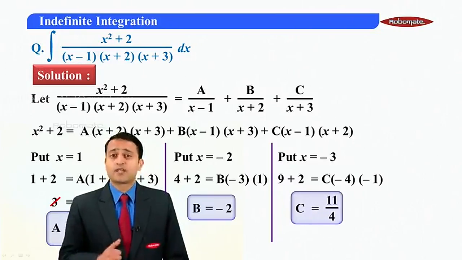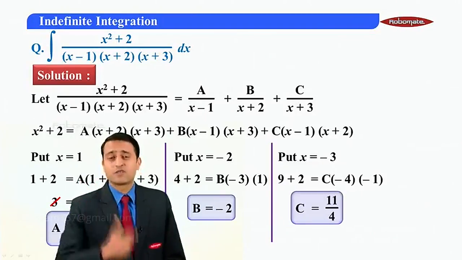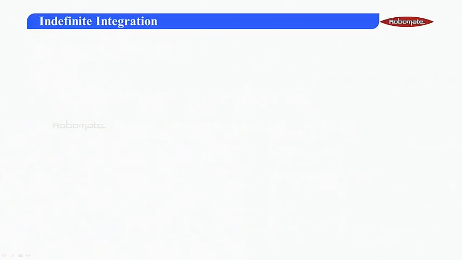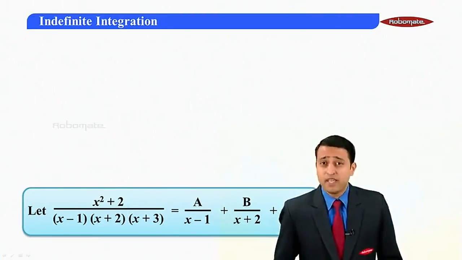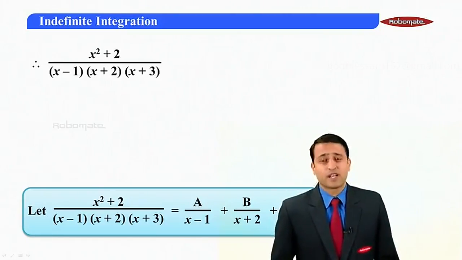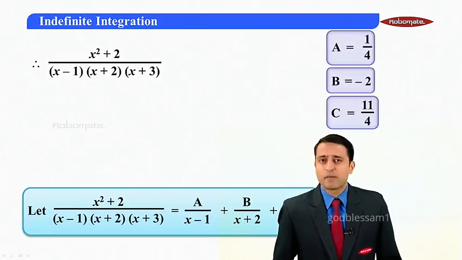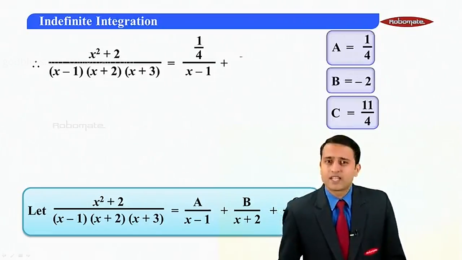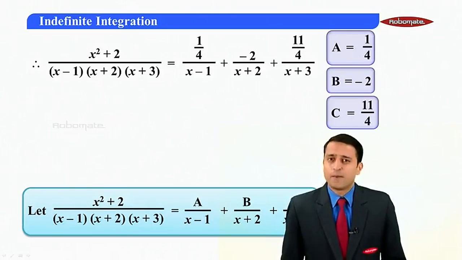Correct? Now my dear students, we've got the value of a, b and c. All the constants which were supposed to be found out are done. Let's go to write the partial form. Now my dear students, for the partial form, this is what we had. Now let us substitute the values of a, b and c. The left hand side first, that is (x² + 2) upon (x − 1)(x + 2)(x + 3) is equal to a upon, a is 1 by 4, so 1 by 4 upon (x − 1). Likewise b upon, that is −2 upon (x + 2), and c upon, that is 11 by 4 upon (x + 3).